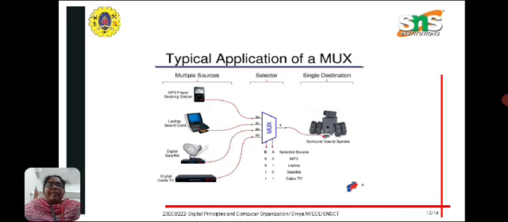The main application is that we can select which input line is to be transmitted to the single output line. That is the major application of a multiplexer.